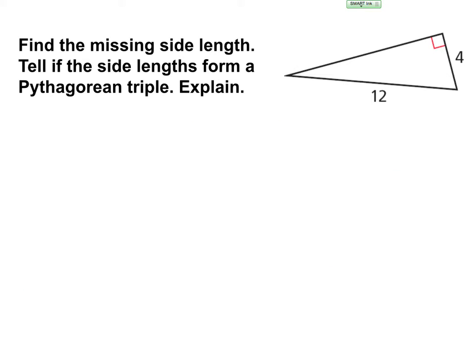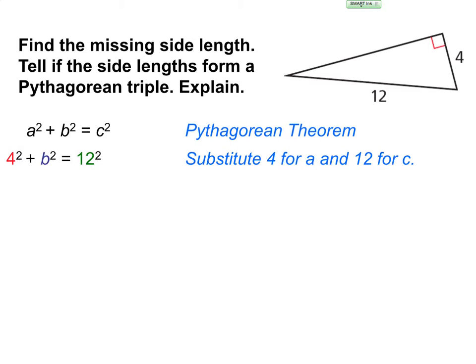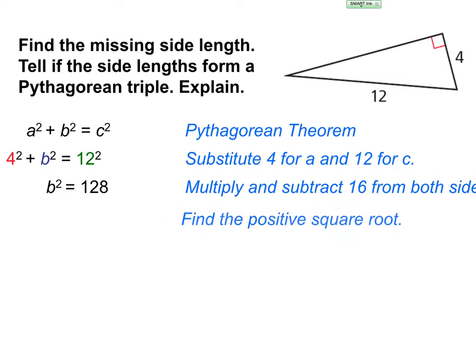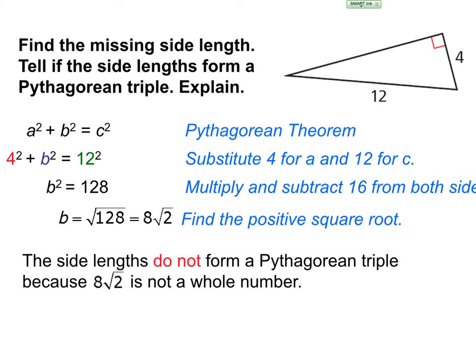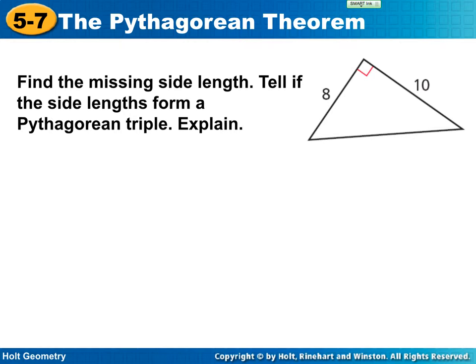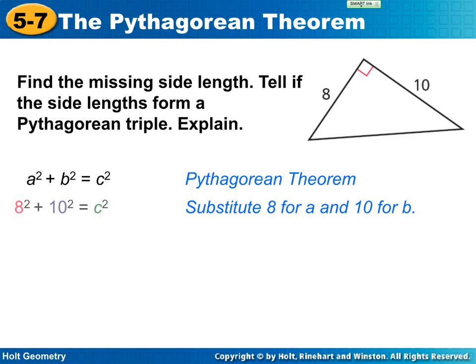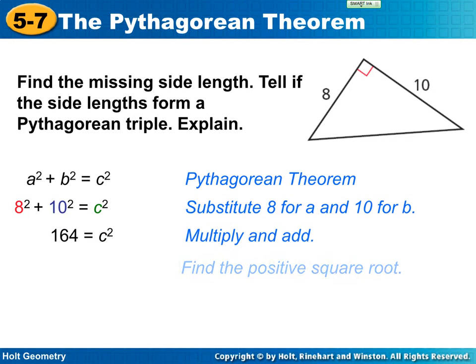Okay, how about this one? You're finding a missing leg. So when they substitute in, the missing leg was 8 times the square root of 2. Is this a Pythagorean triple? Okay, no. 4, 12, and 8 square roots of 2, they're not all integers. So once you find what the missing side is, you can decide if it's a Pythagorean triple.